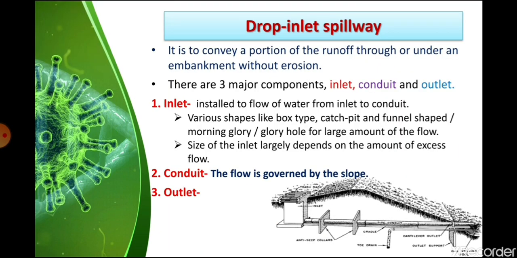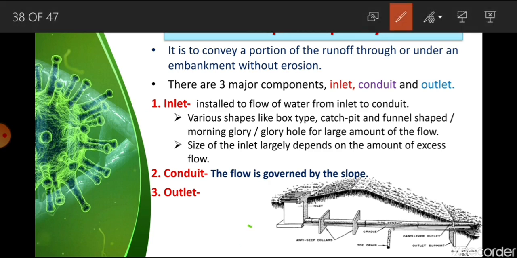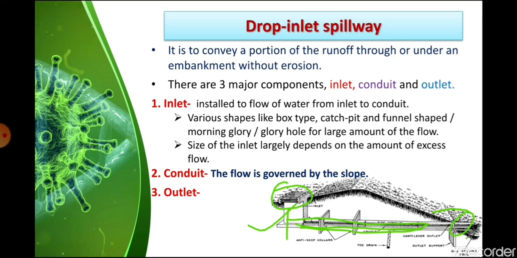Now the drop inlet which we have discussed, this structure. What are the major components? One is the inlet, from where water is going inside, then the conduit. Through this pipe, water is conveyed from this point to this point, and here is the outlet. So these are the three major components of a drop inlet spillway structure: inlet, conduit, and outlet.